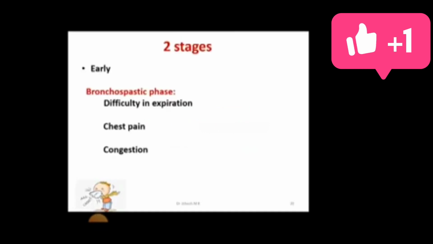Now we will see Tamaka Swasa. Usually the patient with Tamaka Swasa exhibits two types of symptoms. There are two phases. One is the early bronchospastic phase, and the second is the inflammatory phase. How to diagnose these two? The treatment also differs in both conditions. In the bronchospastic phase, there will be difficulty in expiration, severe chest pain or chest discomfort, and severe congestion. These are the indicators of the spastic phase.